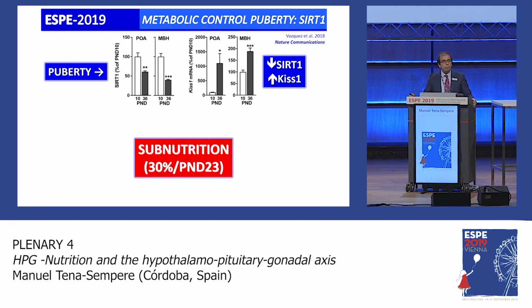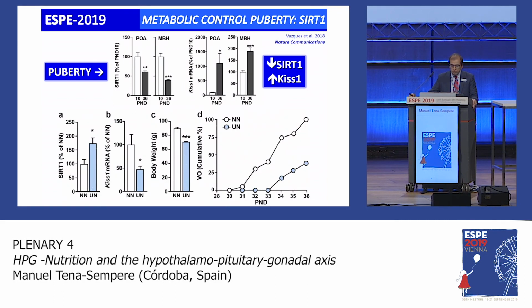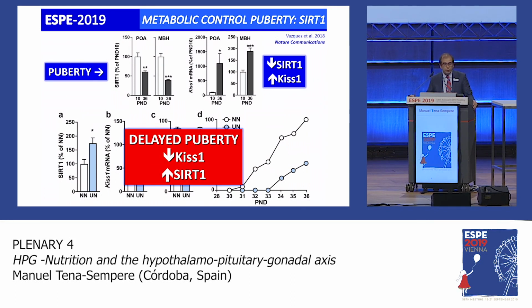So basically, first we applied a well-known model of pubertal delay due to 30% subnutrition in female rats. And to make a long story short, as you can see here, this stress not only caused a decrease in body weight and delayed vaginal opening as an external sign of puberty, but also a reversal in the normal ratio between SIRT1 and KISS1. So opposite to what happened during normal puberty, SIRT1 goes up, and KISS1 goes down, and we believe this could be mechanistically important to explain why puberty is delayed in this particular condition of subnutrition.